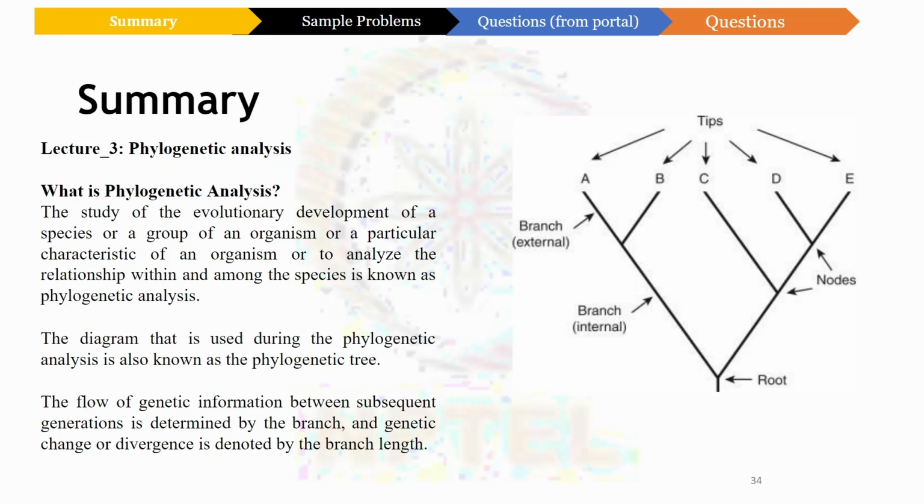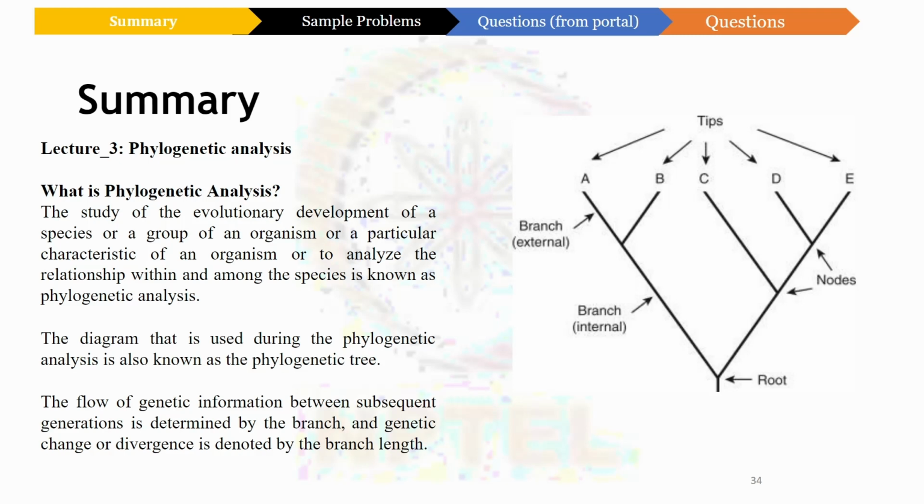First, let's start with the nodes. Nodes represent the hypothetical ancestors or common ancestors of the organisms or sequences being studied. Each node represents a point in evolutionary history where lineages diverge into separate branches. So the branch splitting point is known as a node. Nodes are termed as points where branches split, as shown in the image.